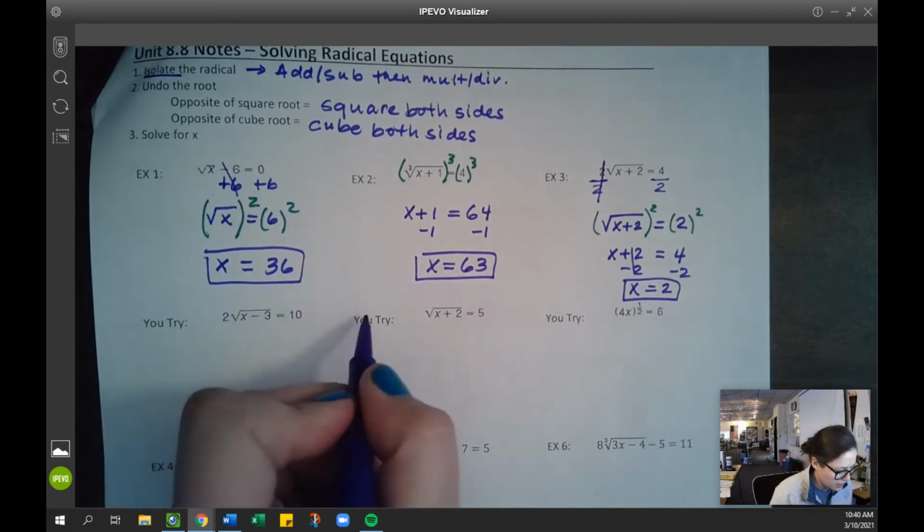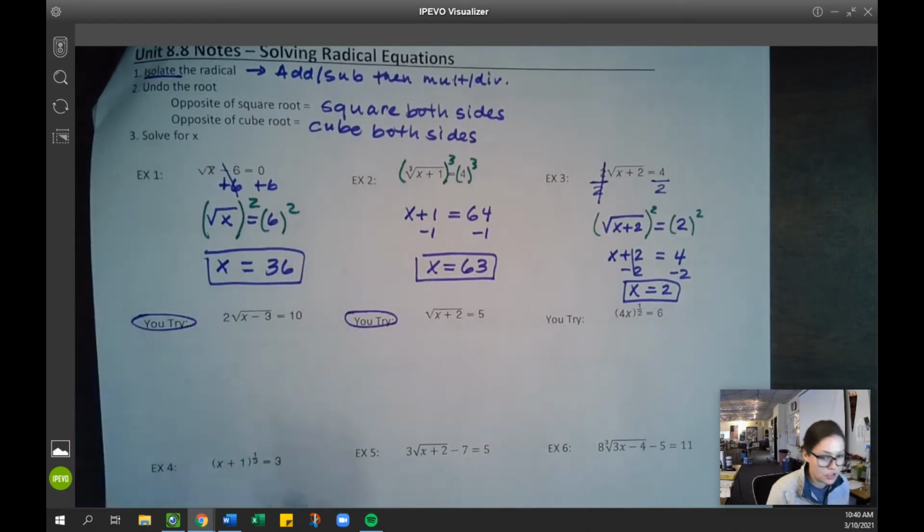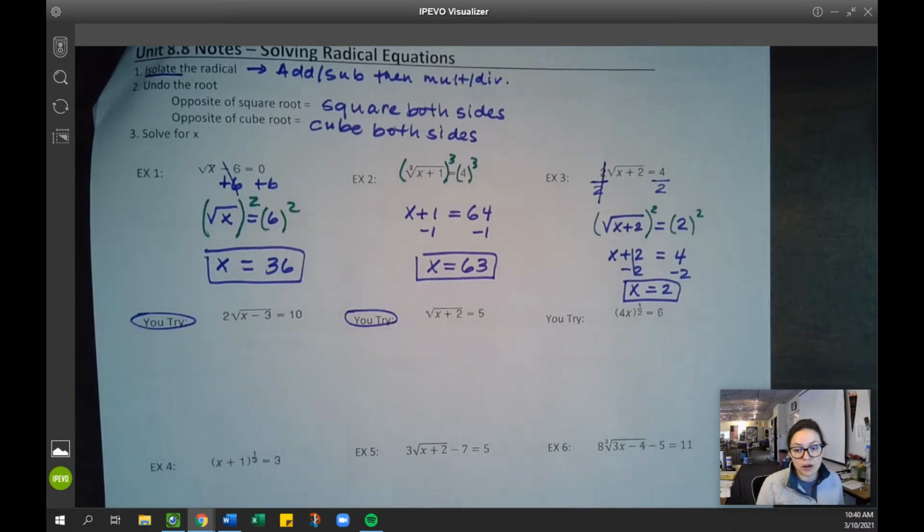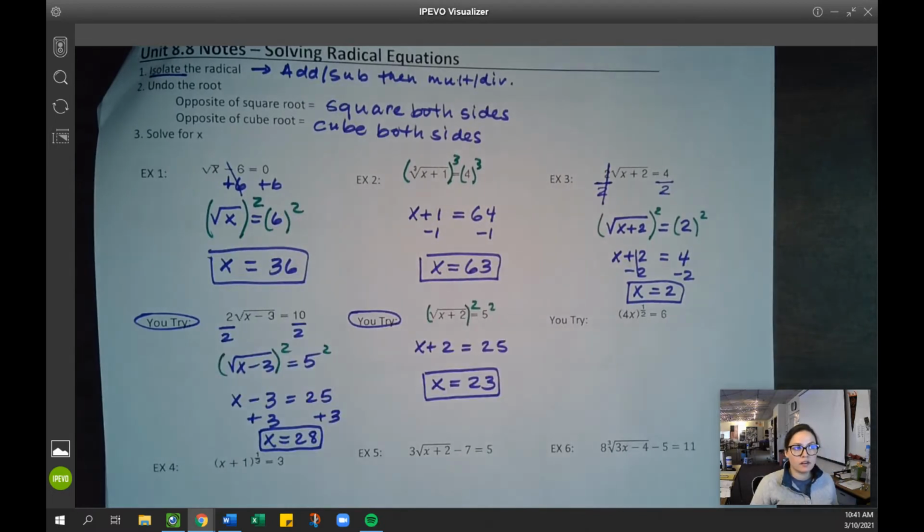All right, I would like you to try these first 2 problems that say you try. So pause the video, do these 2 problems on your own, and then check back to see how you did. All right, so for the first one, you should have gotten x equals 28. And for the second one, you should have gotten x equals 23. If you did not get those answers, go ahead and pause the video again, compare your work to my work, and try to figure out where you went wrong.